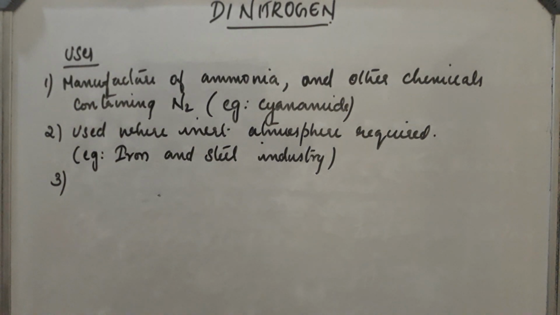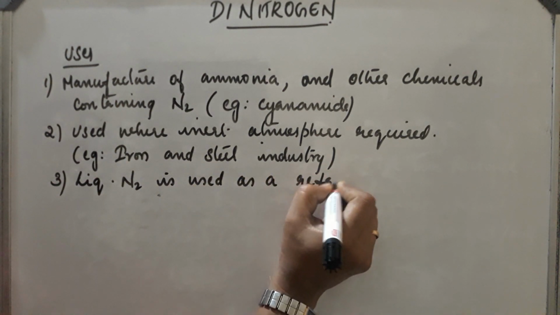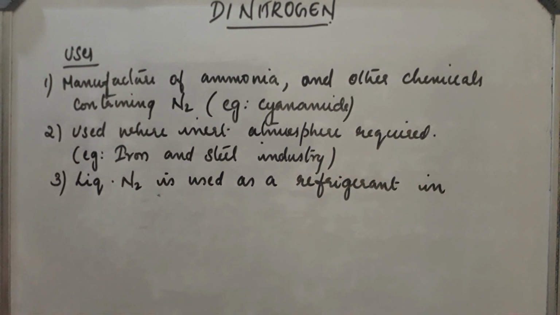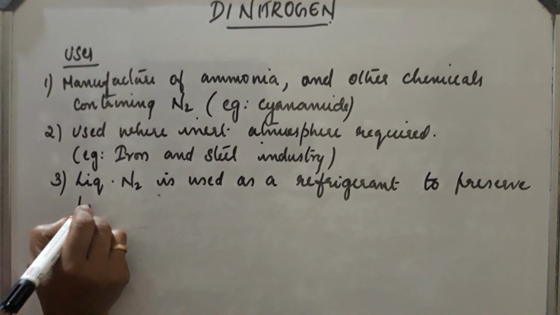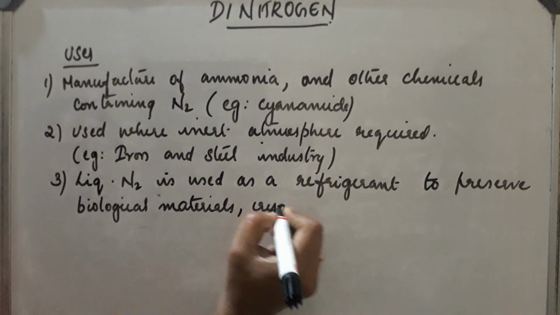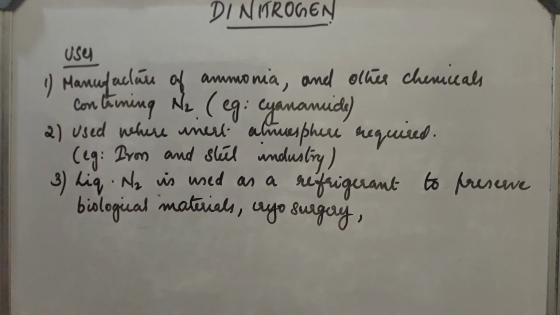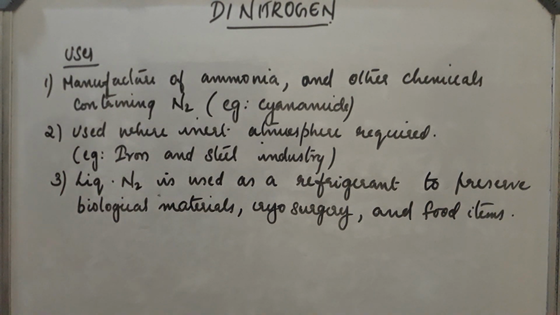Next point. Liquid nitrogen is used as a refrigerant to preserve biological materials, food items, and in cryosurgery. These are the different uses.